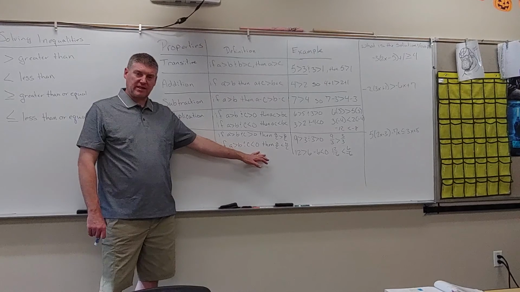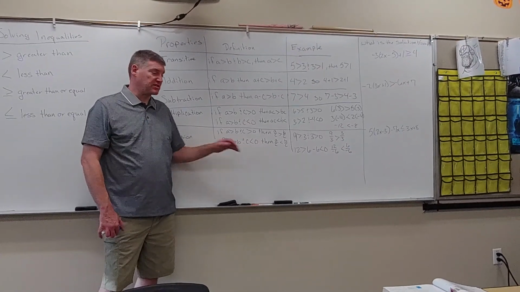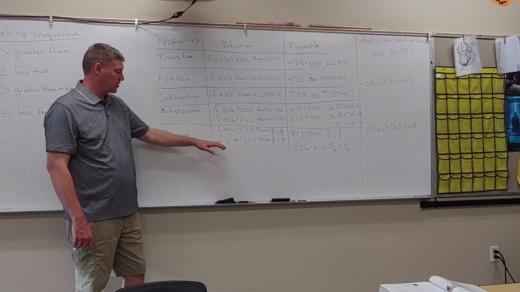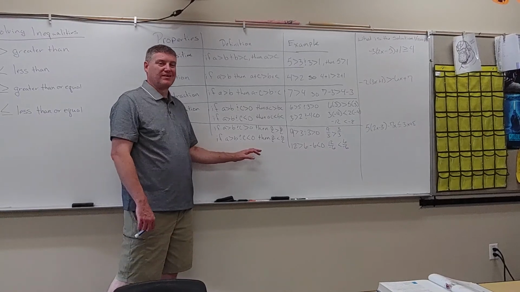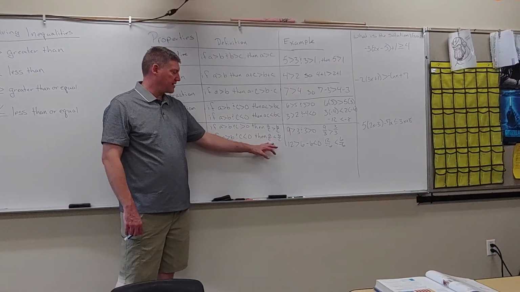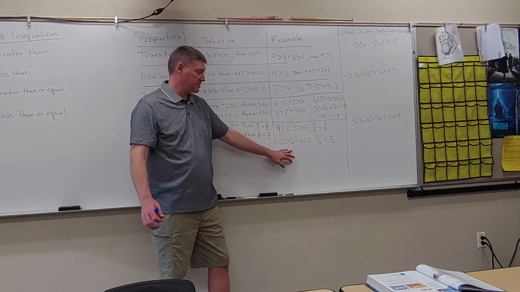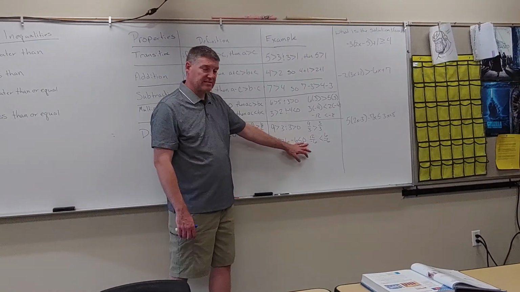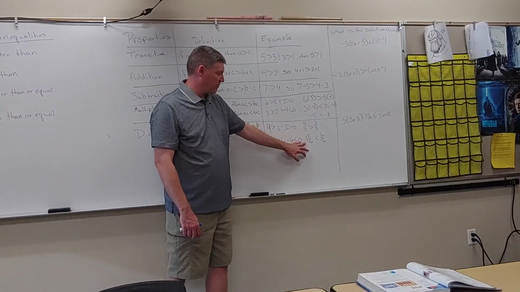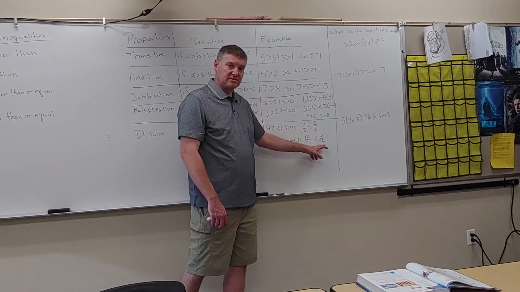And now we're going to look at what happens when C is less than 0. If A is greater than B, C is less than 0, then A over C is less than B over C. Here's our example here. 12 is greater than 6. Negative 6 is less than 0. So 12 over negative 6 is less than 6 over negative 6.